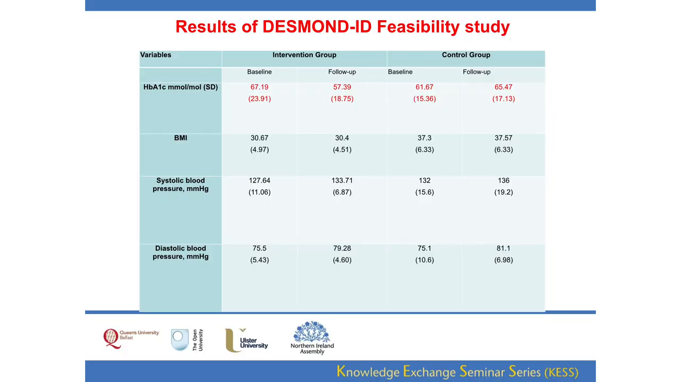And in relation to the measurements pre-post, we had baseline, a 7 week intervention, and then 3 months after the intervention, we followed the measurements up again. As you can see, at baseline, the HbA1c was 67, and for the intervention group, that decreased to 57. This study was not powered. And for the control group, it actually increased from 61 to an HbA1c of 65.